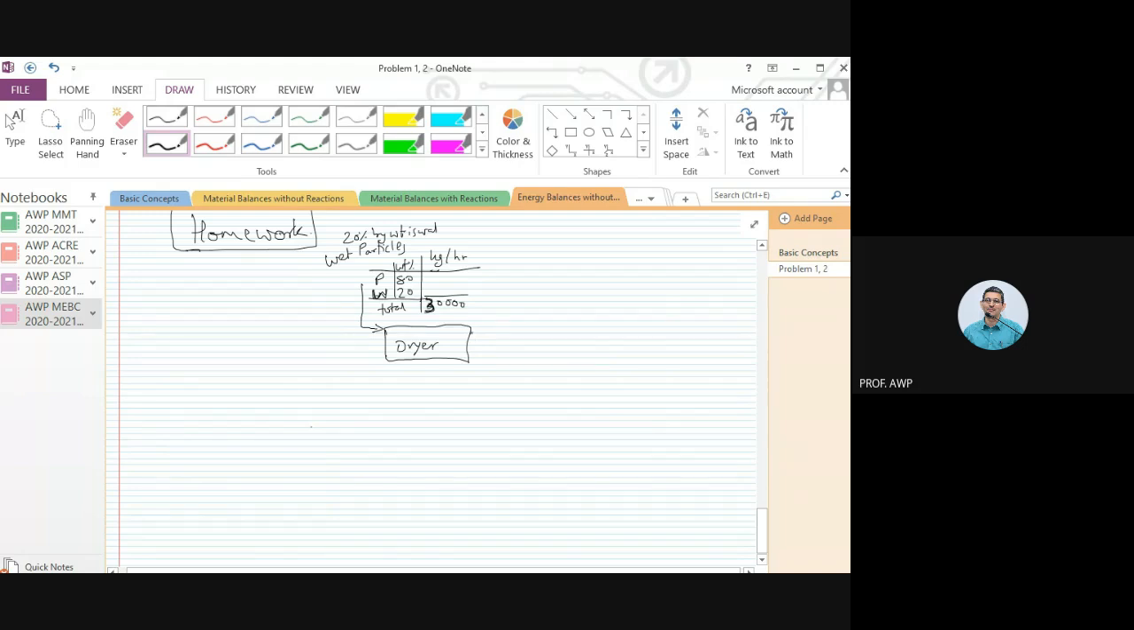Okay. So these particles are going to get dried. In order to make them dry, we are supplying hot air. Okay. So let's say hot air is 100,000 kg per hour at 200 degrees centigrade. Assume that this air is bone dry, so there is no water vapor.